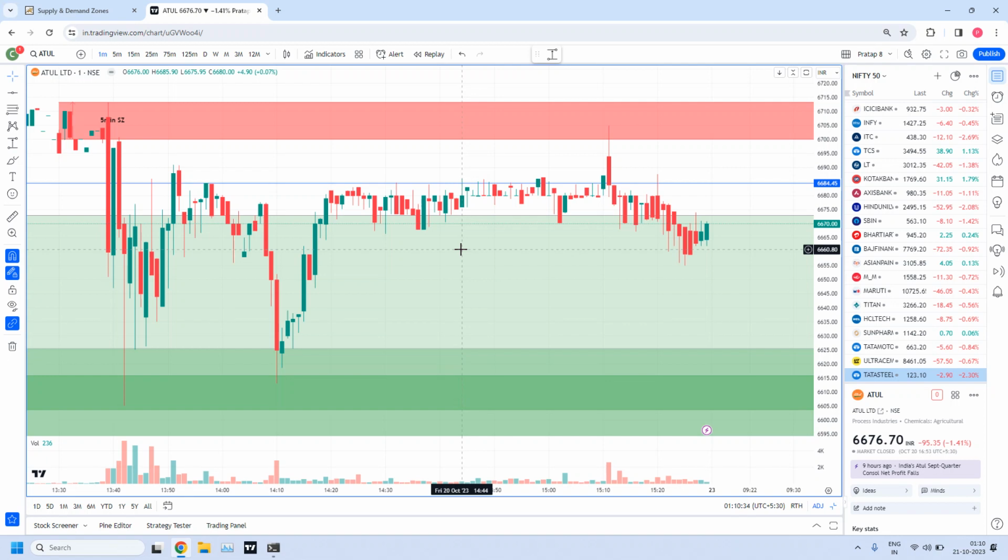Because ATUL is identified from that list. APOLLOTYRE is also identified from that list. Even TATASTEEL is also identified from that list. Okay, this is about high liquidity zones.